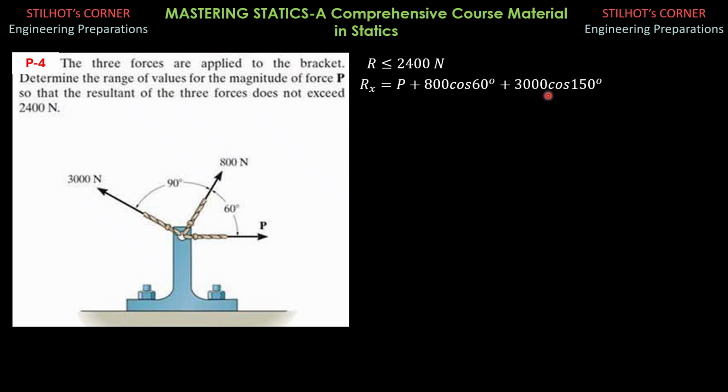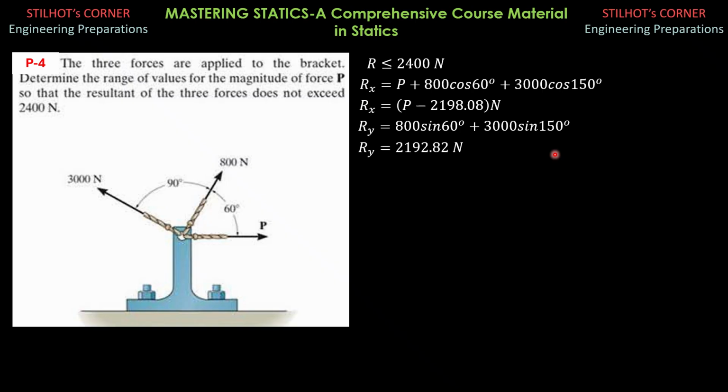So you can replace this by negative 3,000 cosine 30 degrees if you want. Simplifying, Rx is P minus 2,198.08 newtons. Ry, on the other hand, P has no y component, so it is equal to 800 sine 60 degrees plus 3,000 sine of 150 degrees, or 3,000 sine of 30 degrees. You can replace this by 3,000 sine 30 degrees. So simplifying, Ry equals 2192.82 newtons.